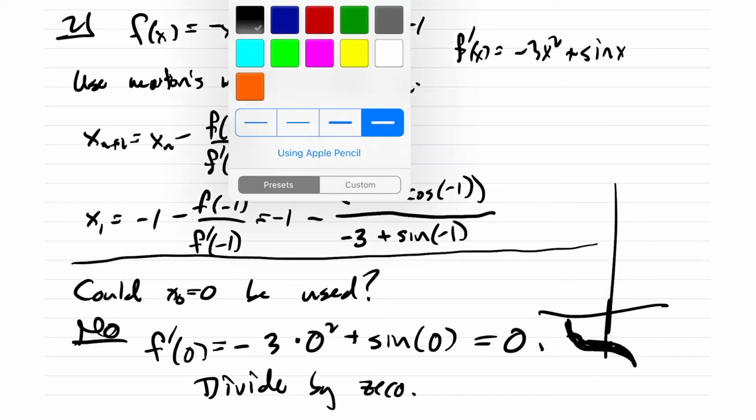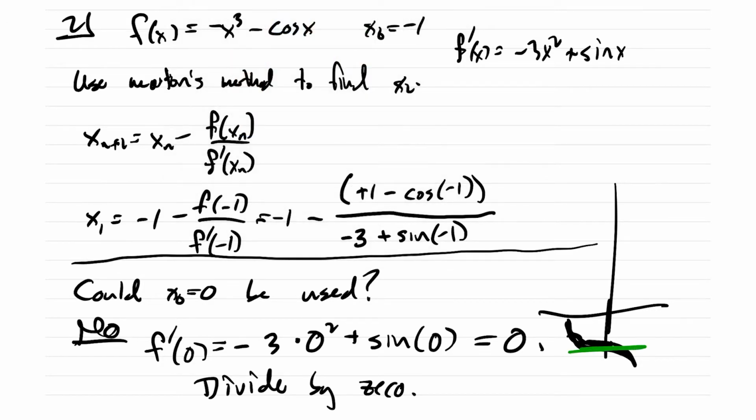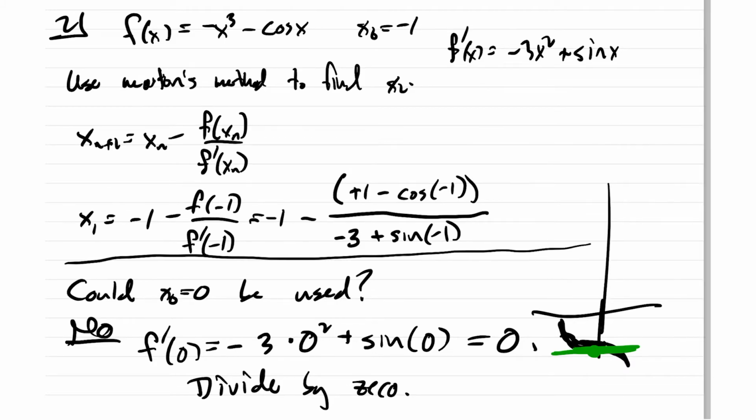And so basically we have a flat tangent, and the idea is that you'd be trying to find the 0 of that line, but there is none because it's a horizontal line. So graphically that's why it doesn't work. Analytically, it's because we have a divide by 0 formula. Okay, not too bad. So now let's take a look at number 3.